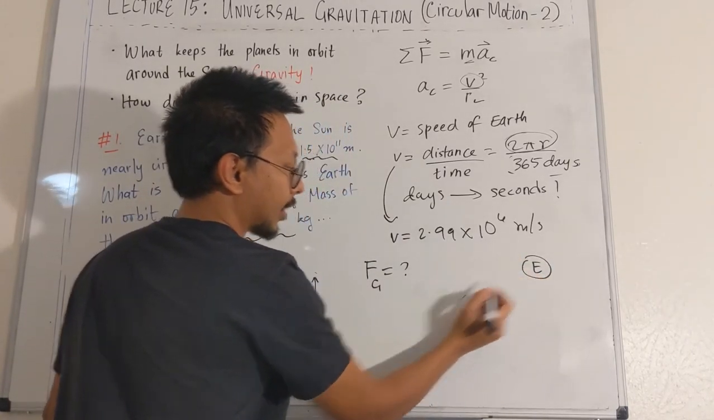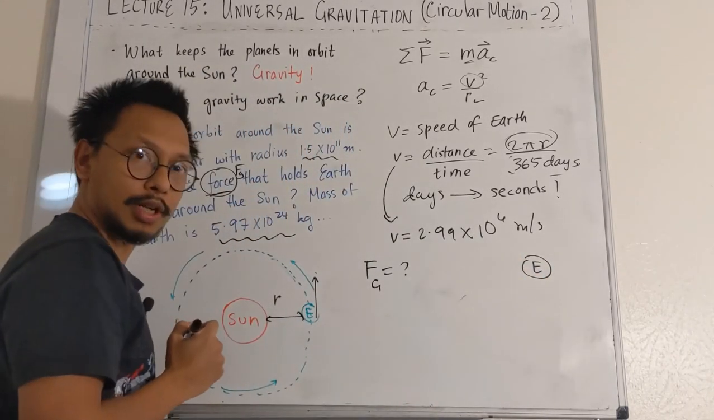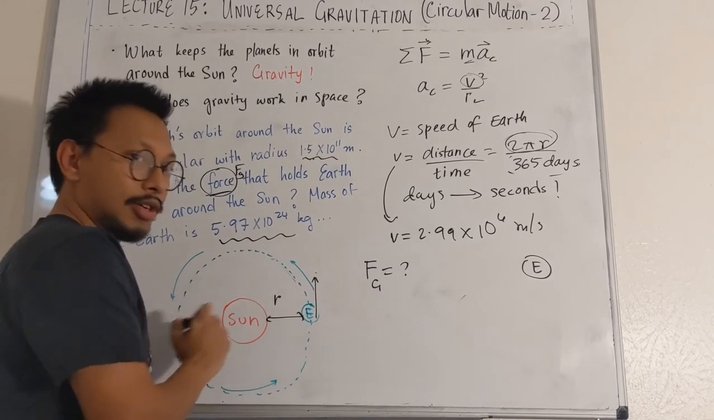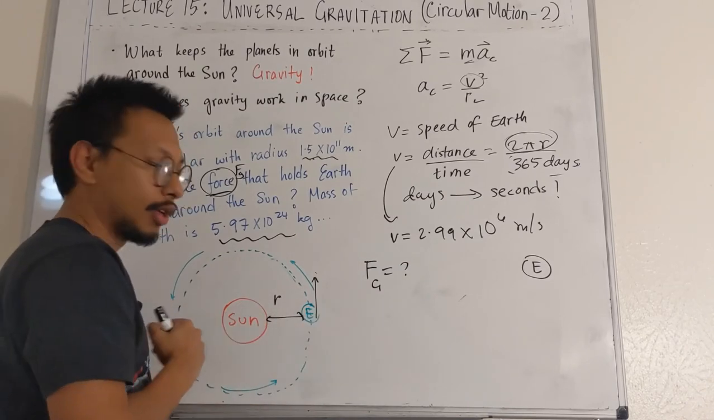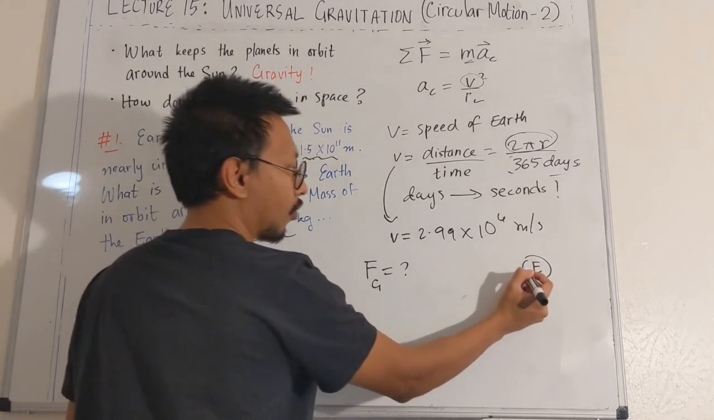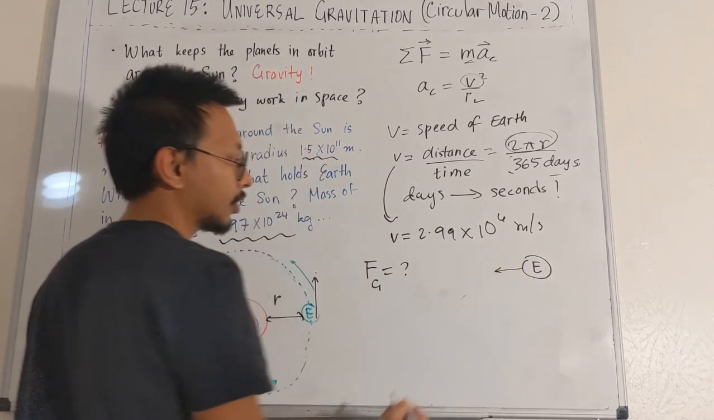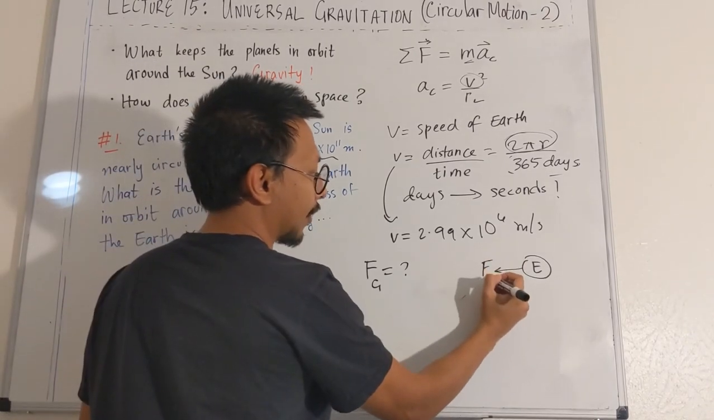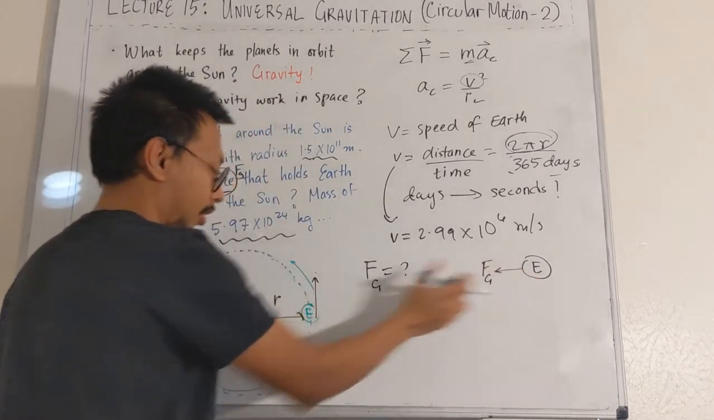Earth, the only force acting on it would be towards the center, because towards the center is the Sun, which is attracting the Earth, and the Earth only has centripetal acceleration. Hence, the only force should also be a centripetal force, and this force is the force of gravity exerted on Earth by the Sun.